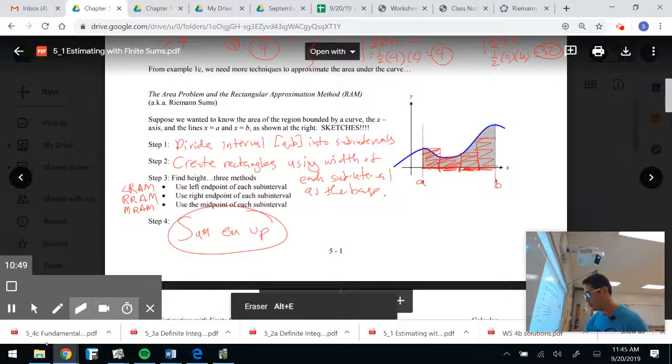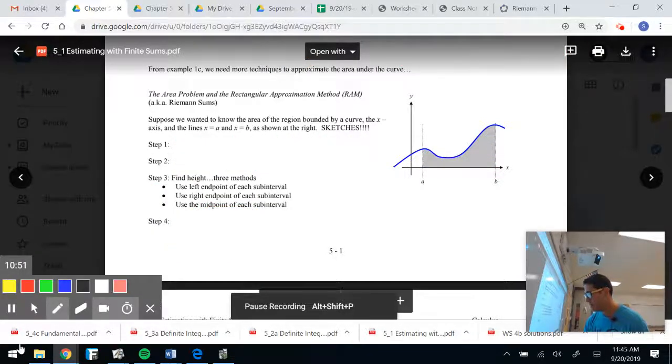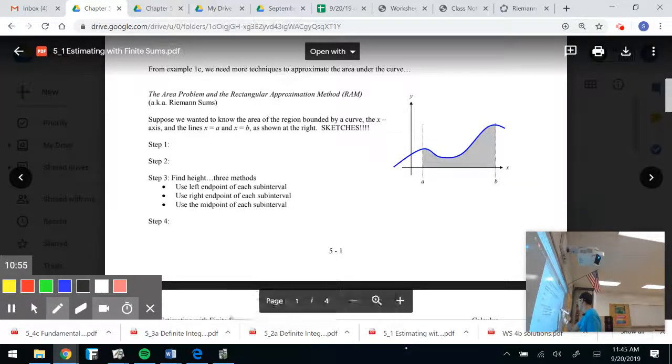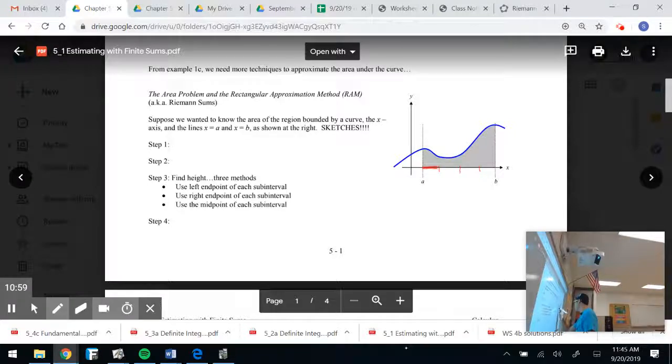Let's erase that. Okay, I'm going to make it blue for you guys. Let's do RRAM. What would RRAM be? Let's break this up into, like I said, 4 subintervals. RRAM would be right there, but then instead of going to the left, I'm going to go to the right curve and then color in there. There's one rectangle. Here's my next subinterval. Go to the right side. Booyah, that's the next one.